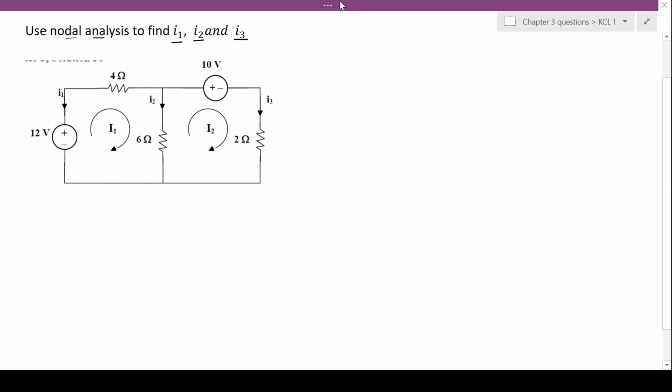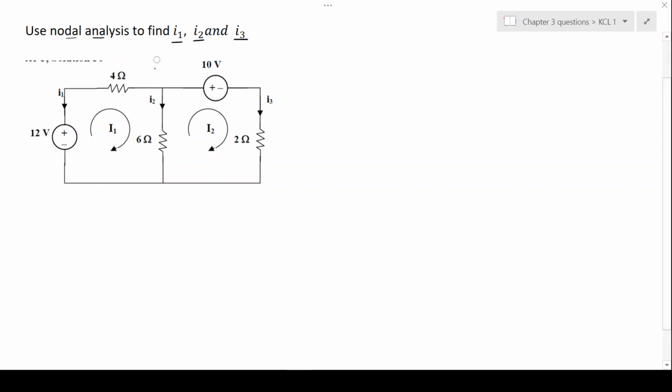When you use nodal analysis, you're going to assign a particular node to current flow. So let's select this as the node that we'll be working from. The current I1 flows to the left, the current I3 flows to the right, and the current I2 flows down.